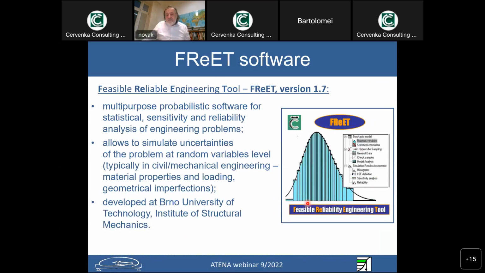the complexity of the picture. So, as a probabilistic engine, we developed software which is called FReET. It's a multi-purpose probabilistic software for statistical, sensitivity and reliability analysis of engineering problems. It allows you to simulate uncertainties of the problem at random variable level, typically in civil and mechanical engineering: material properties, loading, etc. Actually, it was first developed for randomization of ATENA. Some of our users are also using it as a standalone program for other purposes, right? So there are two versions of that.